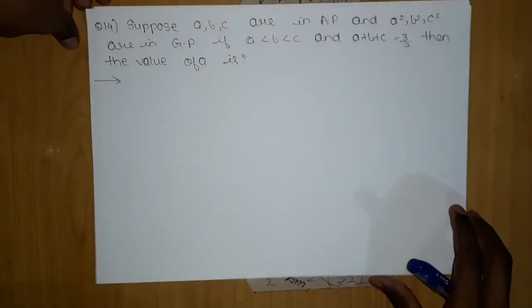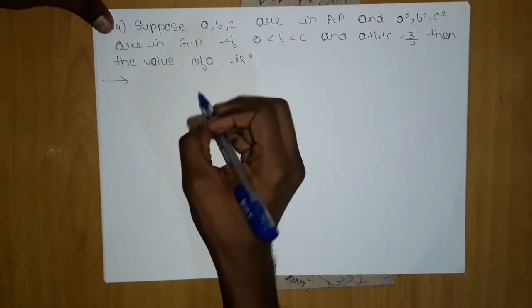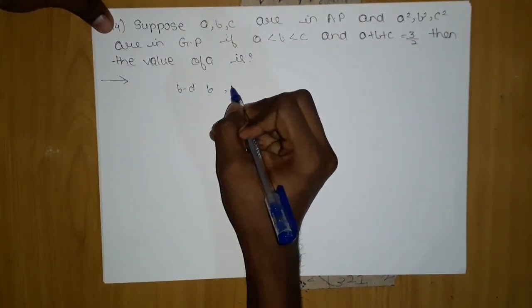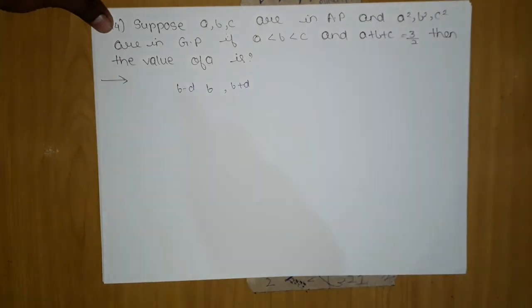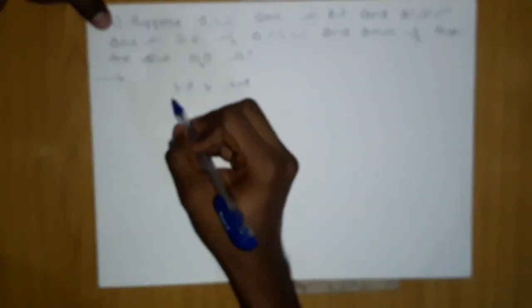Now let's move on to this question, which says suppose a, b, c are in AP and a square, b square, c square are in GP. If c is greater than b and b is greater than a, and a plus b plus c is equal to 3/2, then the value of a is? Now it is in AP, so I can tell that if the middle term is b, then it will be b minus d, b, and b plus d. If I find the d value and b value, my job is done. I can get the AP series, I can get the GP series. This was an easy one.